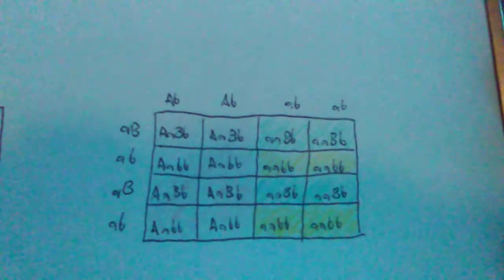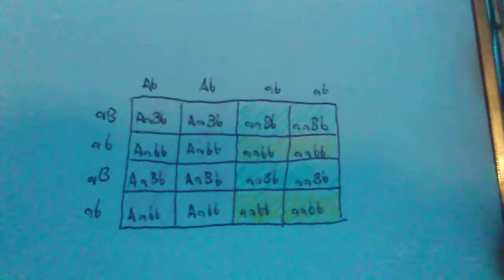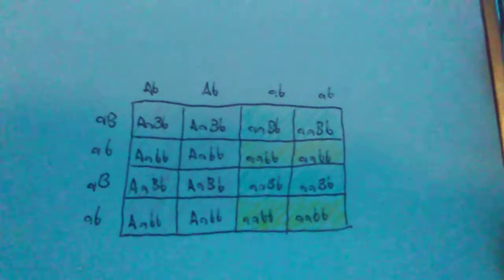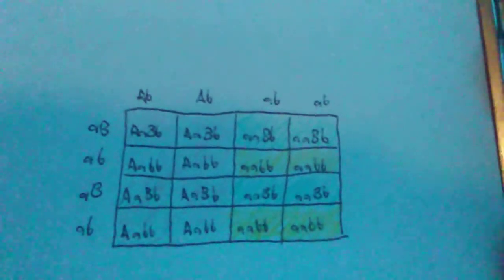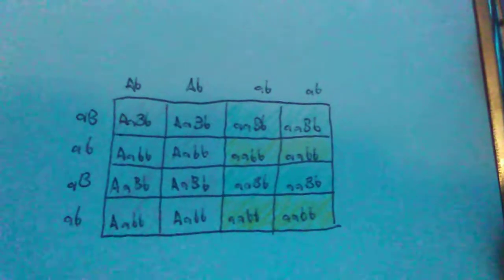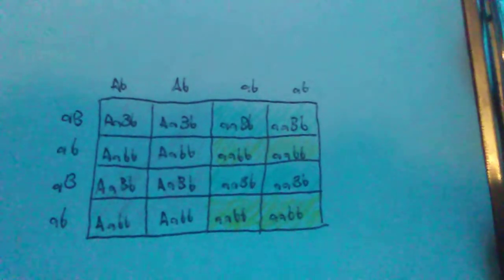With a crossbreed between a capital A lowercase a double lowercase b and a double lowercase a capital B lowercase b, you get 4 capital A capital B offspring, 4 capital A double lowercase b, 4 lowercase a capital B, and 4 double lowercase a double lowercase b offspring, which gives 8 bad mushrooms, 4 amanitas, and 4 wilt shrooms.